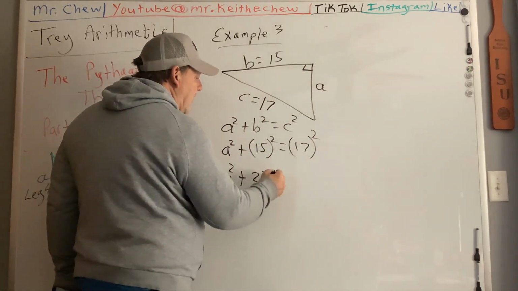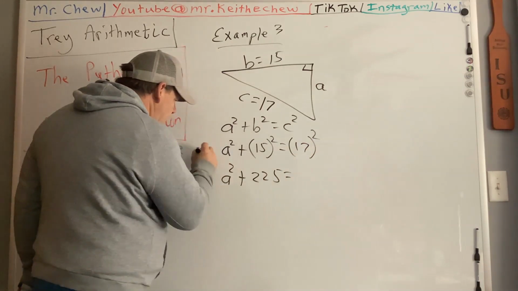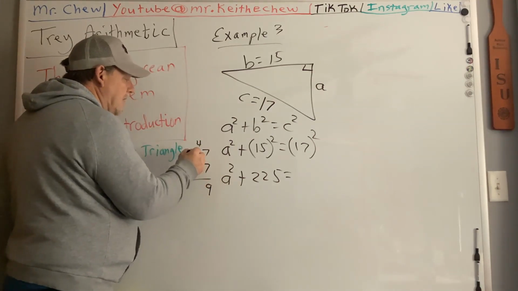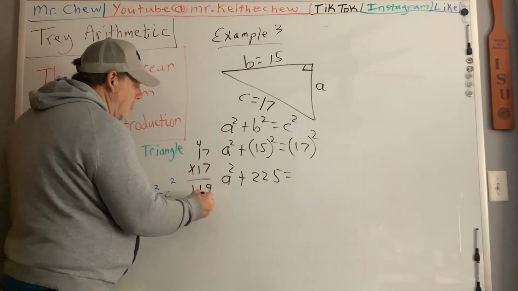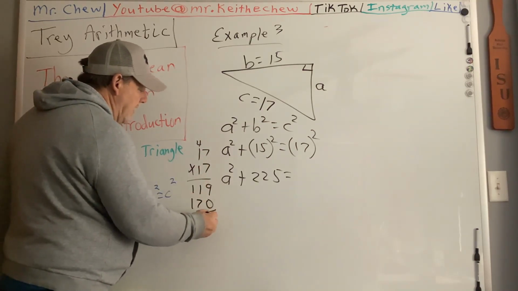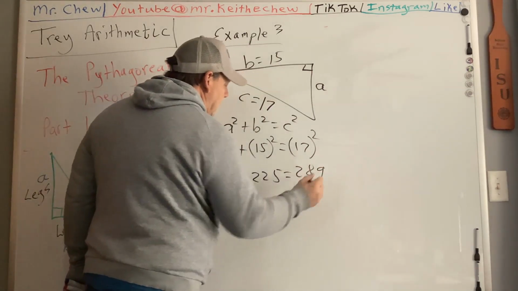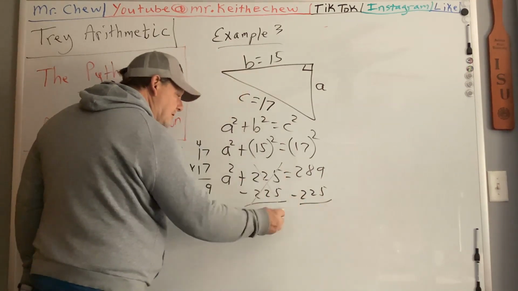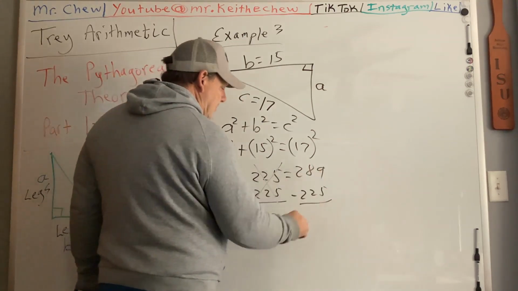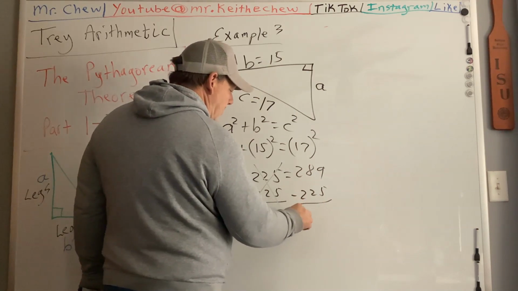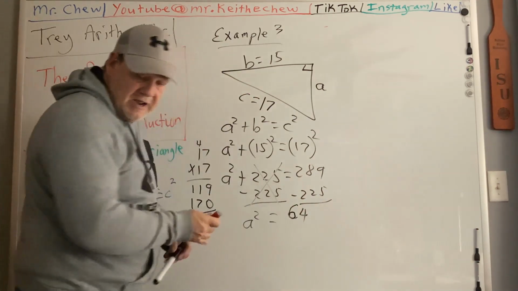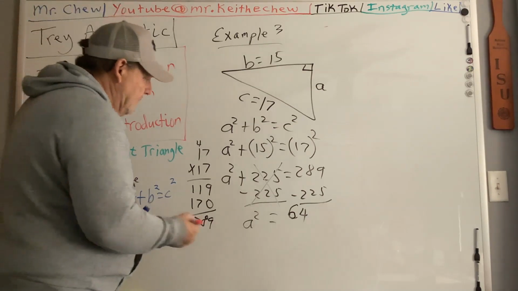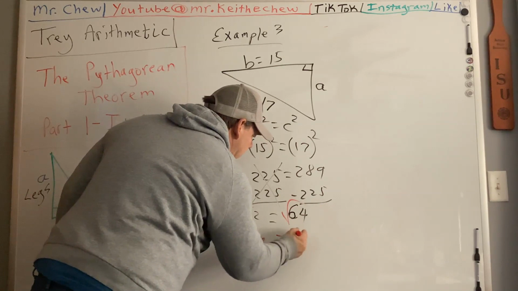15 squared is 225. I just know that from my head. 17 squared, well, if you don't know that in your head, just multiply it out. 7 times 7 is 49. Carry the 4. 7 times 1 is 7, plus 4 is 11. Hold my place value. 7, 1, 289. Now I solve by subtracting 225 from both sides. This crosses out, and I have a squared equals 64. Then our last step, you take the square root of both sides, which gives me a equals 8.